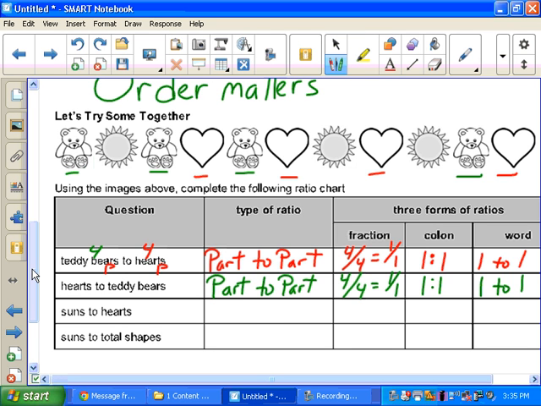Here we have suns to hearts. Take a second and identify which type you think this is. Is it part to whole, or whole to whole?